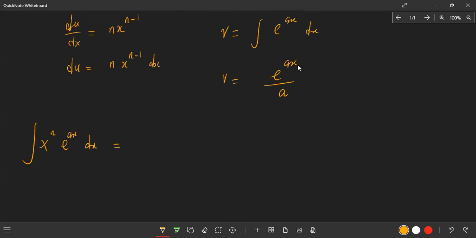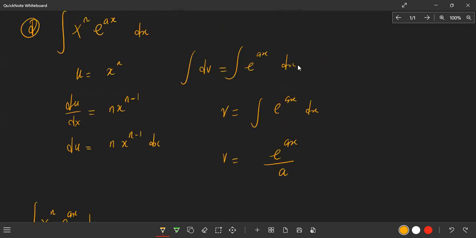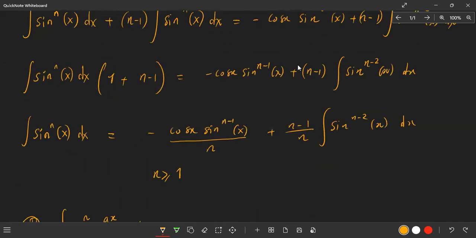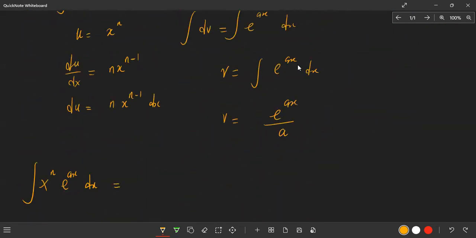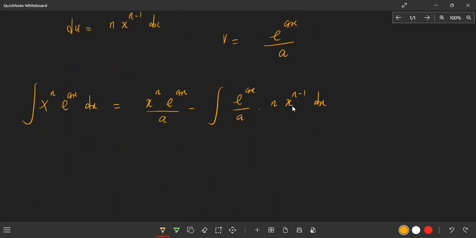So this is equal to u times v, so our u, we made our u to be equal to x power n, and then our v is e to the power ax over a, minus the integral of v times du. So our v is e to the power ax over a, and then our du is n x power n minus 1 dx.